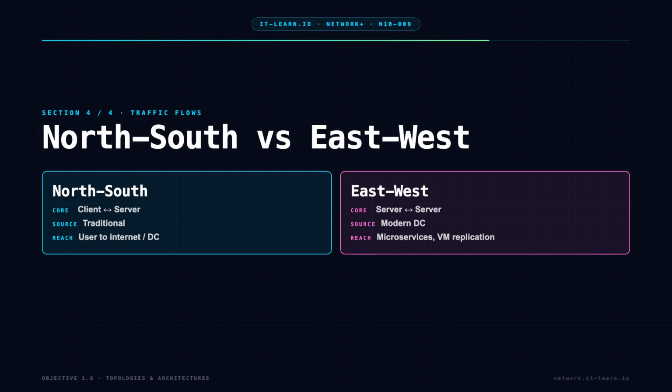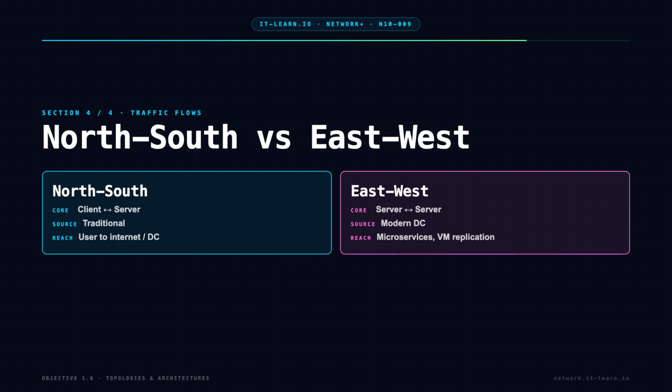Now let us cover network types. A LAN, or local area network, covers a small geographic area like an office building or campus. LANs typically use Ethernet for wired connections and Wi-Fi for wireless. A WAN, or wide area network, covers a large geographic area, connecting LANs across cities, states, or countries. WANs use various technologies including MPLS, leased lines, and internet-based VPNs.